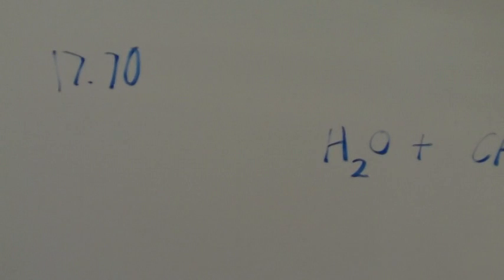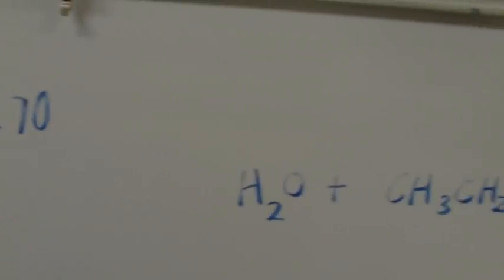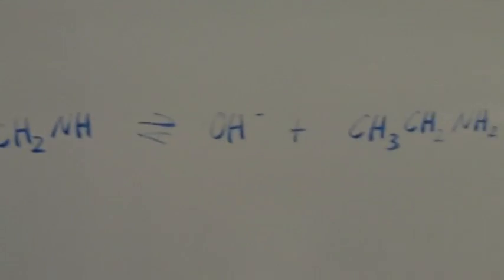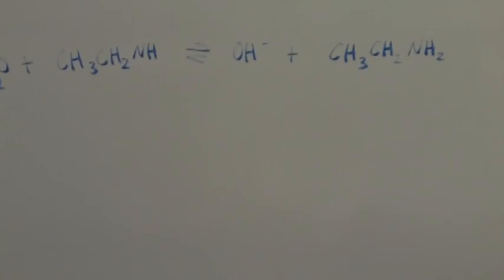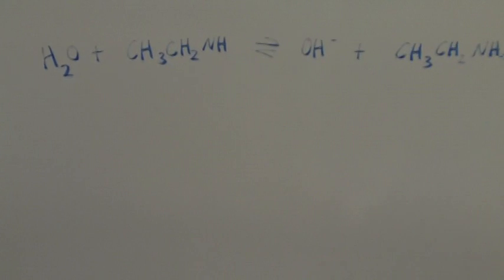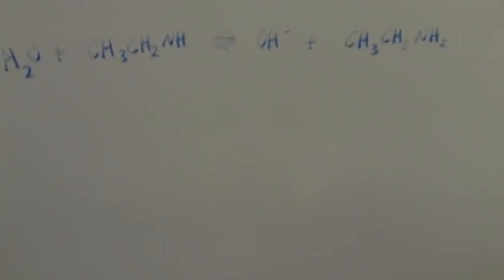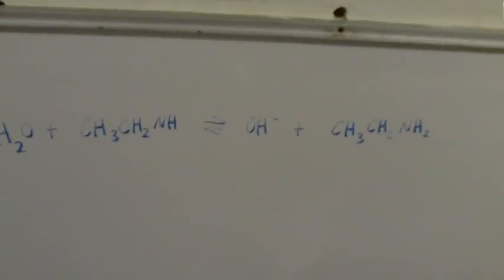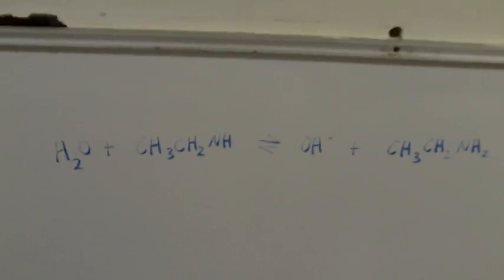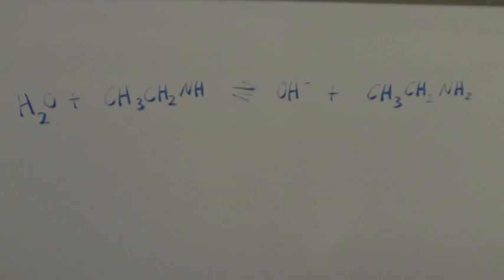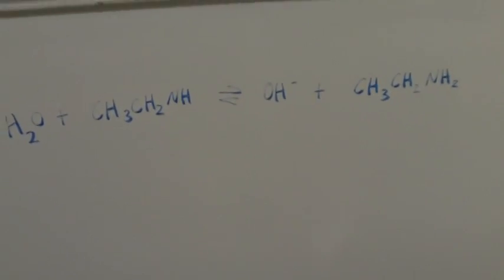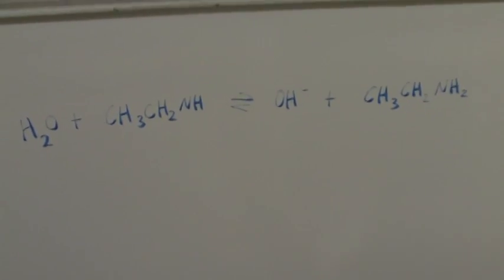Problem 17.70. Ethylamine has a strong pungent odor similar to that of ammonia. Like ammonia, it is a Bronsted base. A 0.10 molar solution has a pH of 11.87. Calculate the Kb and the pKb for ethylamine. What is the percentage ionization of ethylamine in this solution?